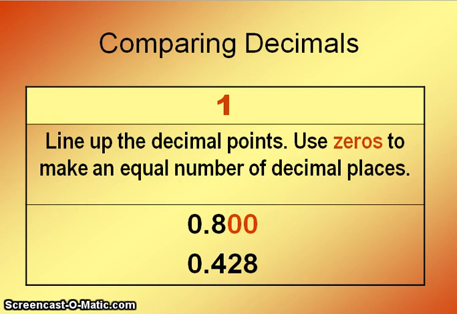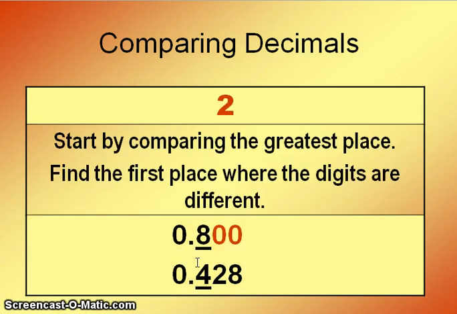I'm sure this is mostly review for most of you. If we're going to compare two decimals, we can just line up the decimal points. Use zeros to make an equal number of decimal places. Then we just look at the first number in the tenths place, to the right of the decimal. This one's 8, this one's 4. We know this one is bigger than this one, right?